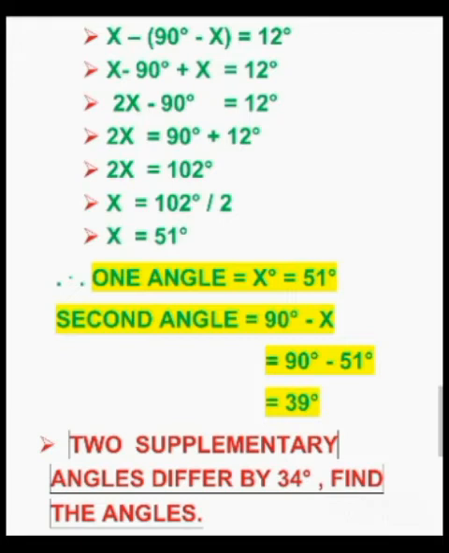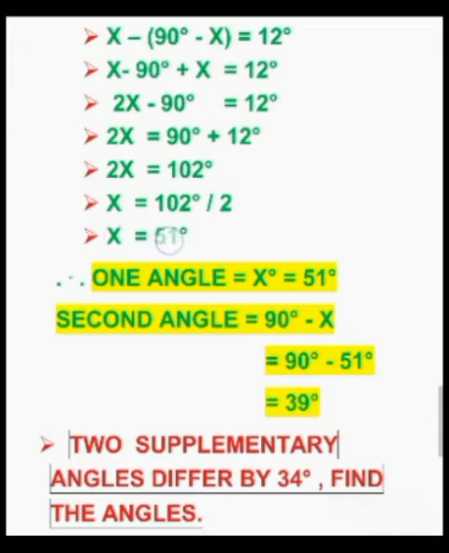Now let us transpose minus 90 degrees to the right hand side. Then you will get plus 90 degrees. So 2x is equal to 12 plus 90, which is 102 degrees. Now you have to find the value of x. So let us transpose 2 to the other side. Then you will get x is equal to 102 by 2. If you cancel 102 by 2, you will get 51 degrees. So the value of x is 51 degrees.